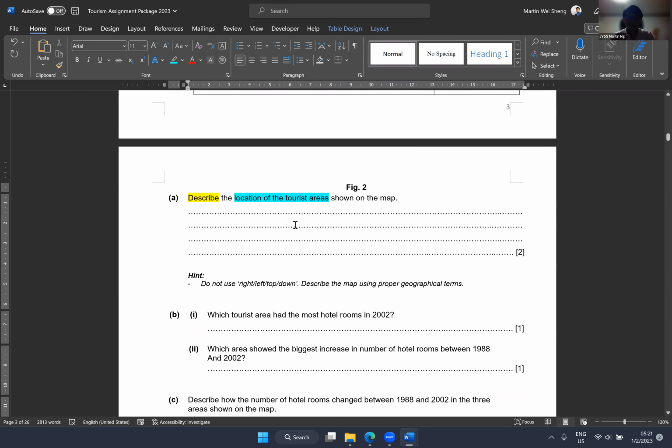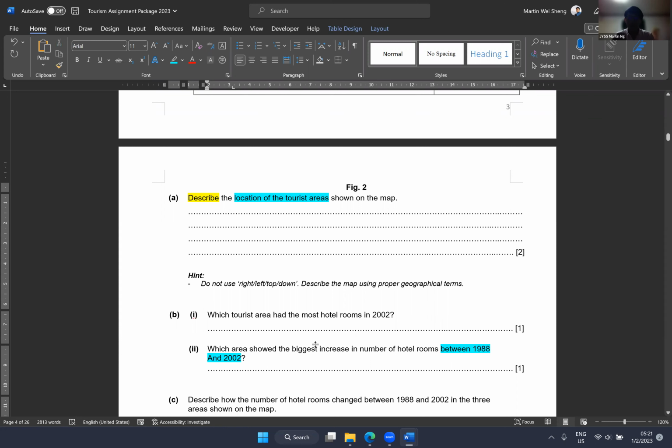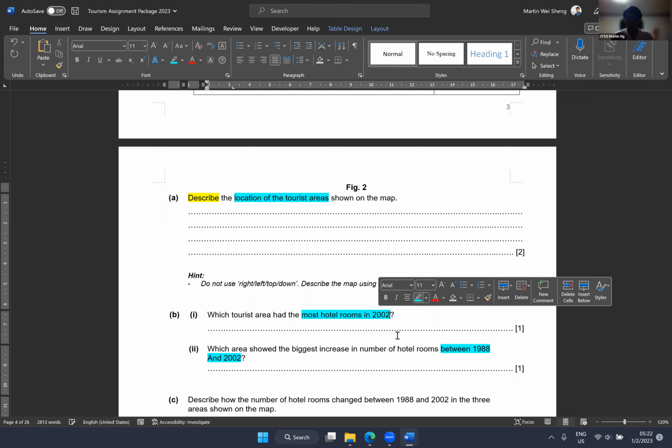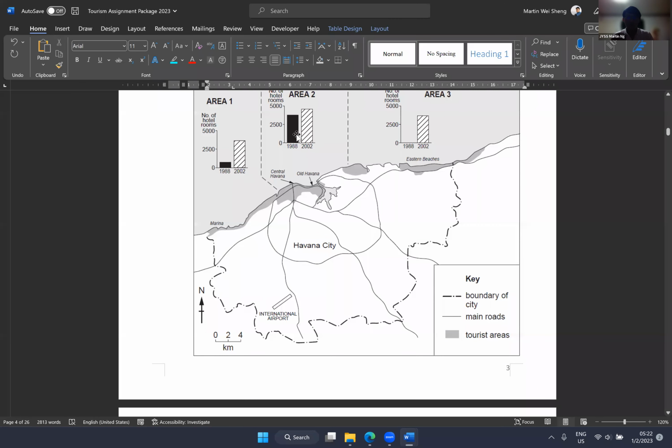All right. And which area shows the biggest increase in number of hotel rooms between 1988 and 2002? Basically, what this question wants you to do is compare the data shown in each year, then decide which area it is. So this question B part 2 actually tests your skill in comparing bar graphs. They ask you to compare the bars between 1988 and 2002.